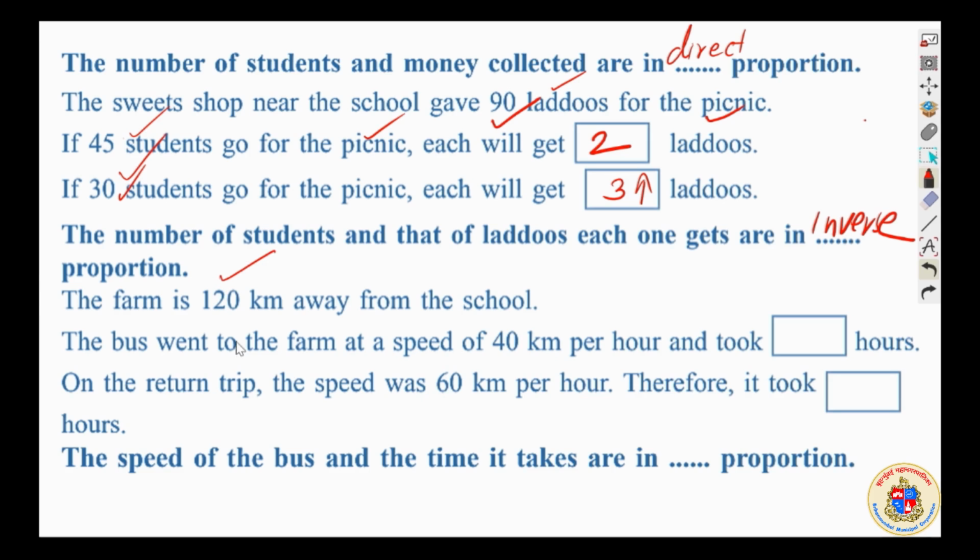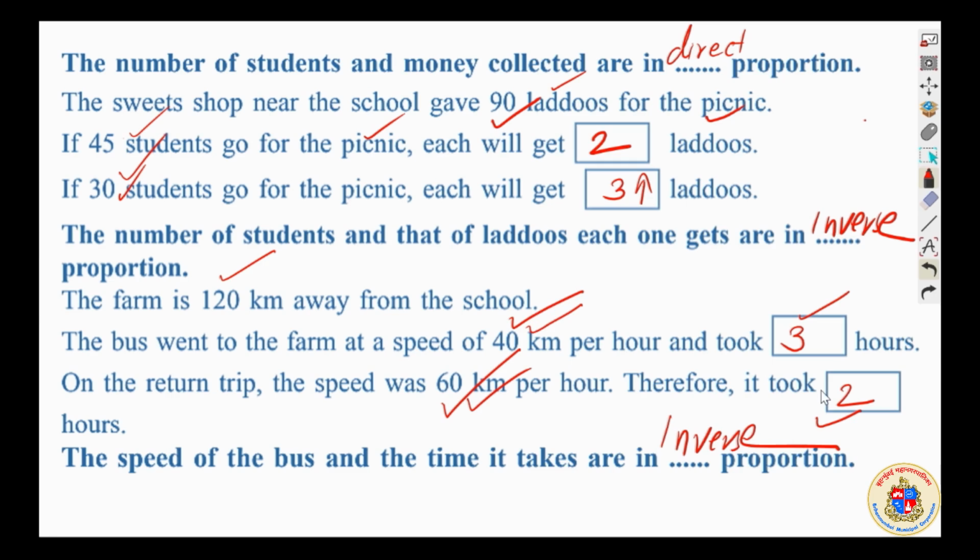A farm is 120 kilometers away from school. The bus went to the farm at the speed of 40 kilometers per hour. We know it will reach in 3 hours. 3 into 4 is 12, so 3 into 40 is 120. On the return, the driver drove faster at 60 kilometers per hour and you will reach in 2 hours. So here the speed is less, more time; speed is more, less time. One increases, other decreases. So this is an example for inverse proportion.